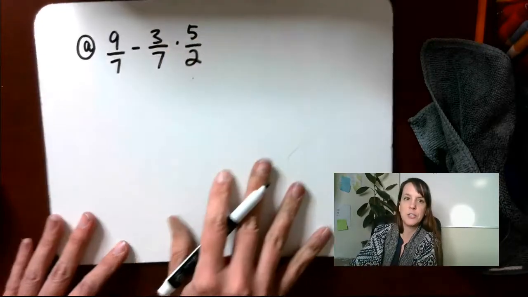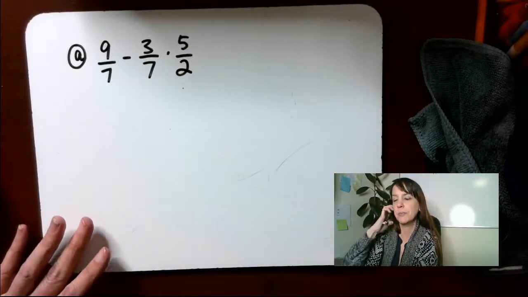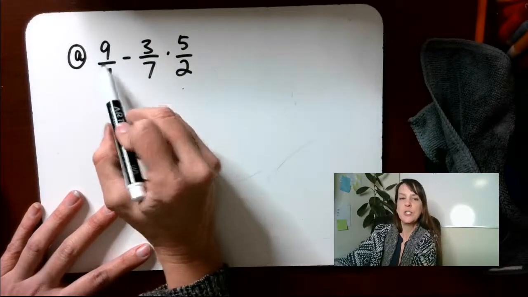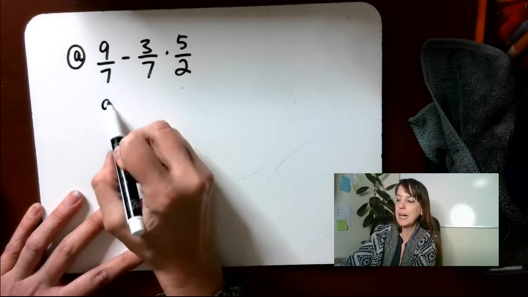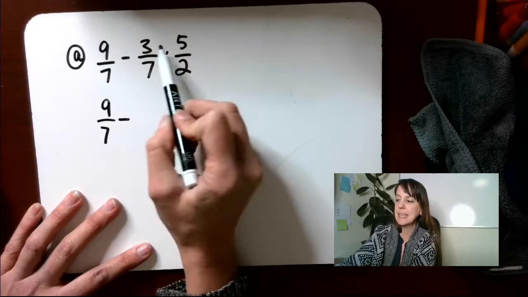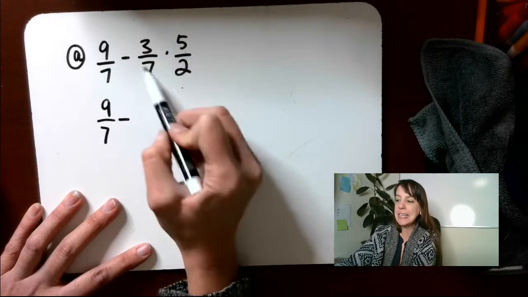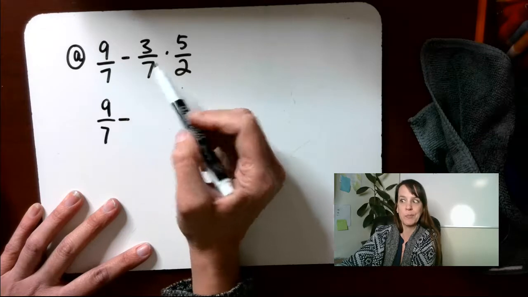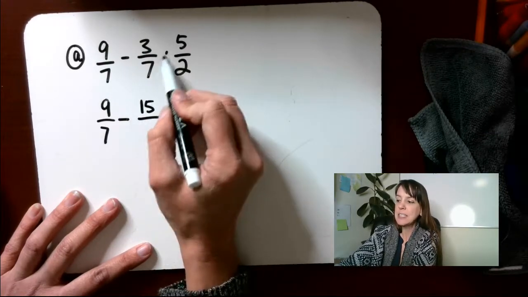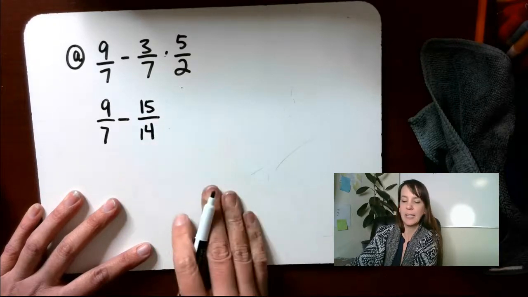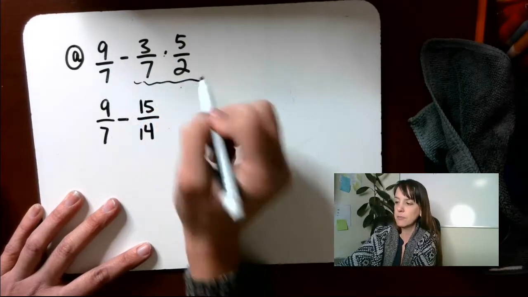5 over 2. All right, guys. So we do not want to do this part first. We always have to do our multiplication first. So 9 over 7 minus, now 3, there's nothing that we can reduce in here because those are all prime numbers. So 3 times 5 is 15. 7 times 2 is 14. Okay, so we do all this first.